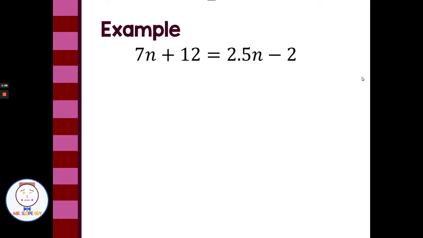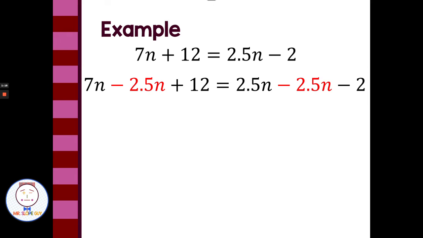So now I want to look towards moving the variables all to one side. I generally start with the smallest one. I ask myself, what's smaller, 7n or 2.5n, and I subtract 2.5n from each side. Because it's a positive 2.5n, if I subtract 2.5n, that will get the n's to go away from the left side, just leaving negative 2. And then on the other side, I have 7n minus 2.5n is 4.5n. Now I have all the variables on one side.